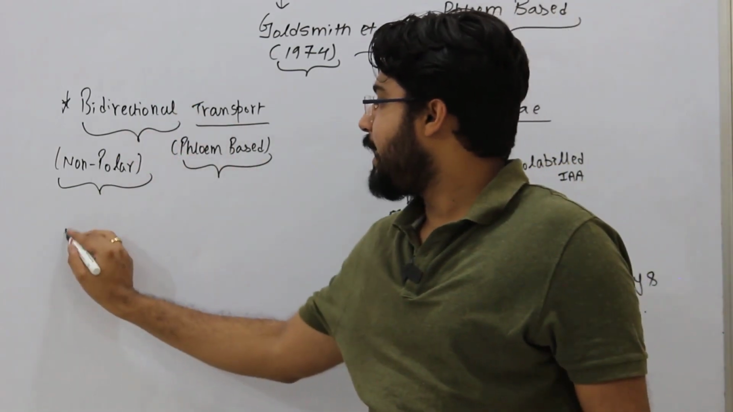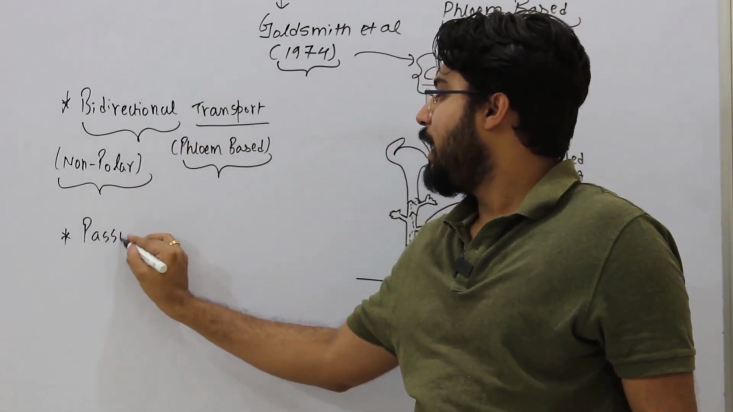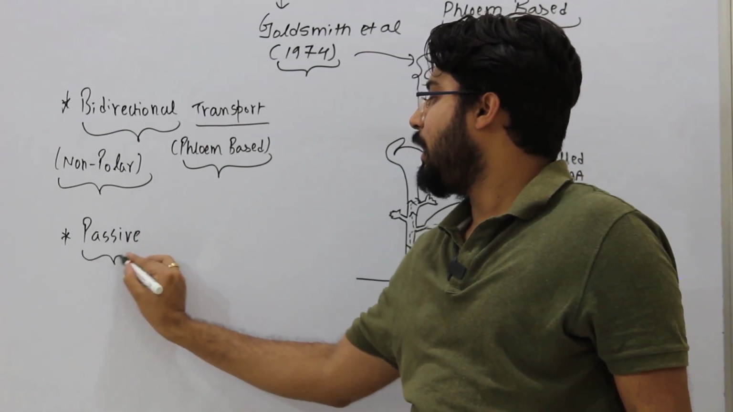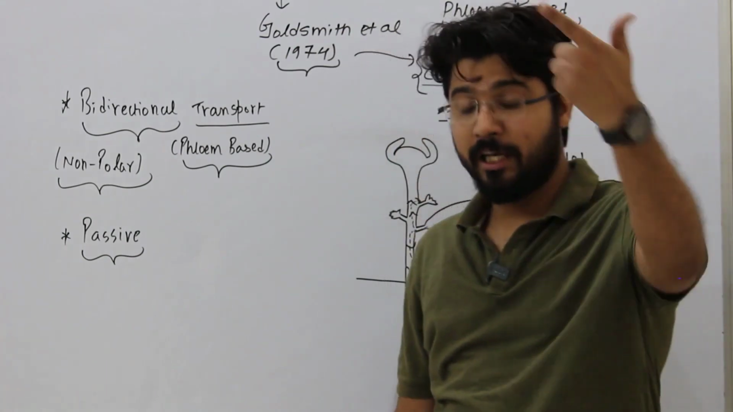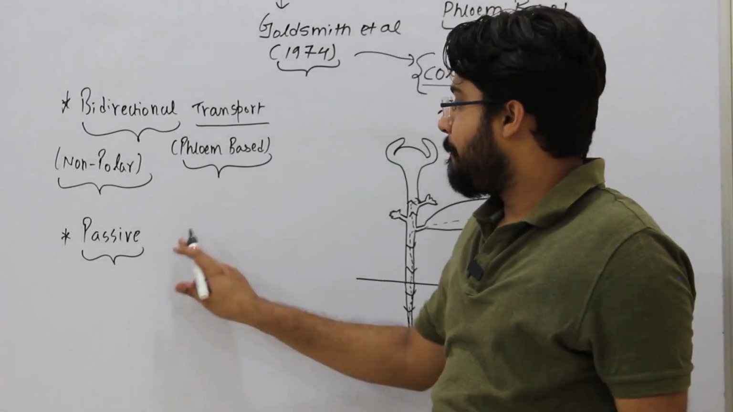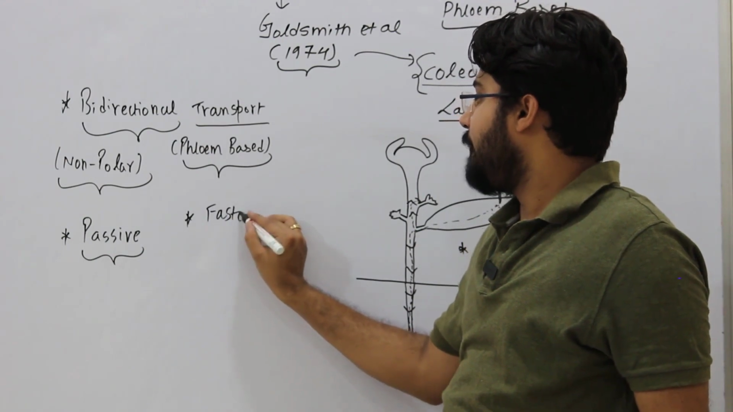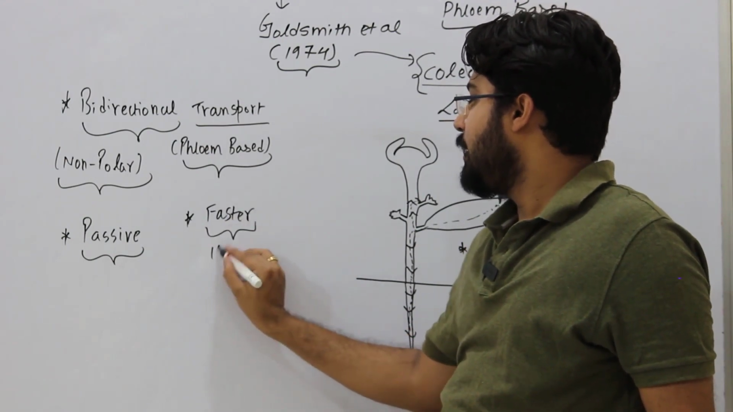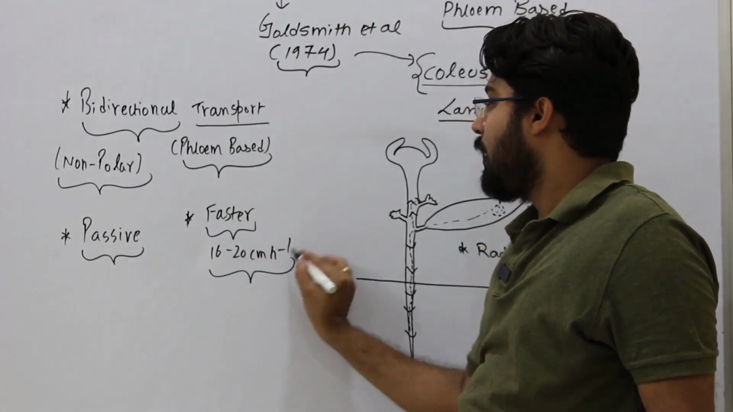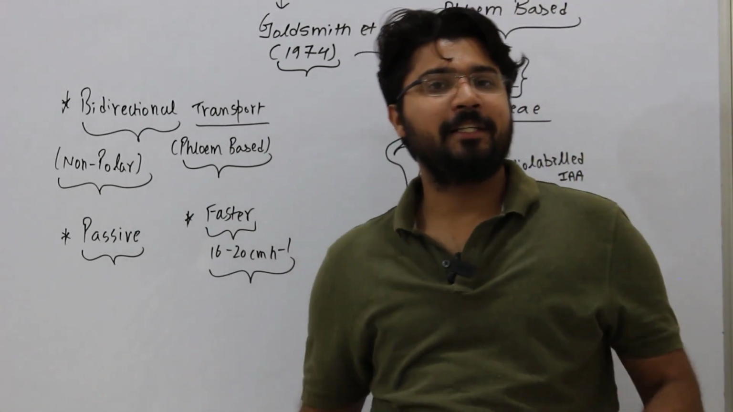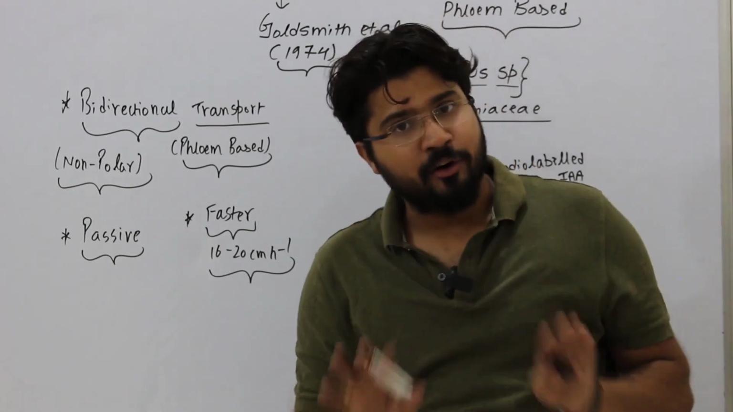I repeat one statement about this bidirectional transport, that it is passive in nature as compared to the polar transport, which was active and required ATP, which I will clear in the mechanism. So it is passive in nature and it is much faster. And faster to what extent? 16 to 20 centimeter per hour. I hope that makes sense to everyone. It is a much faster transport, does not require energy, and it is rarer also.